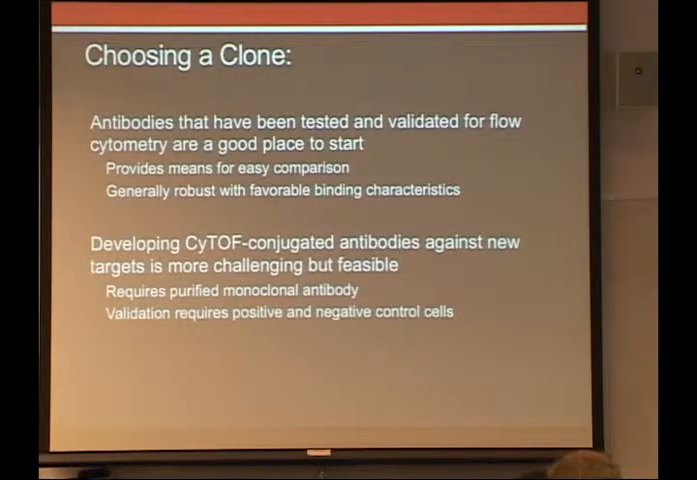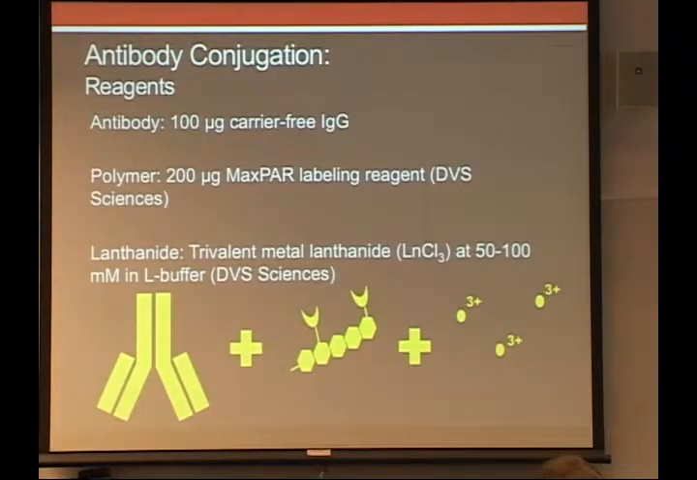It's more challenging, as you might imagine, and you do have to start with your purified monoclonal against whatever target you're interested in. And the validation really requires that you have an established positive and negative control population to determine that what you're measuring is actually what you intended to measure, which is always a good thing. And that can be more difficult for some markers than others, as you might imagine. So now we'll dive into the conjugation process itself.